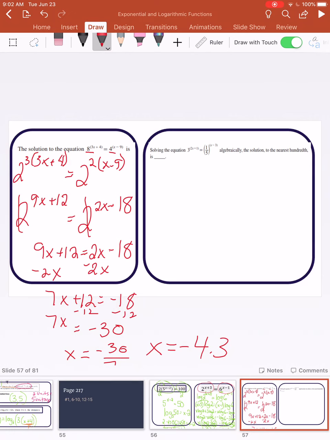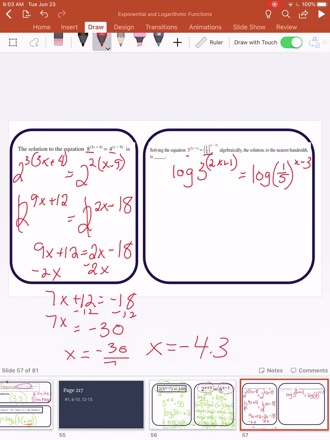Okay, next question. So again, can you write this so that they have the same base? So we have 3 and 1 over 5. Is there any way to write them so they have the same base? No, there's not. If I had 3 and 1 over 27 or 1 over 9, I could write that with a base of 3, but unfortunately, with 3 and 1 over 5, there's nothing I can do there. So what we end up doing is we log both sides. Okay, so that's always our first step, log both sides.